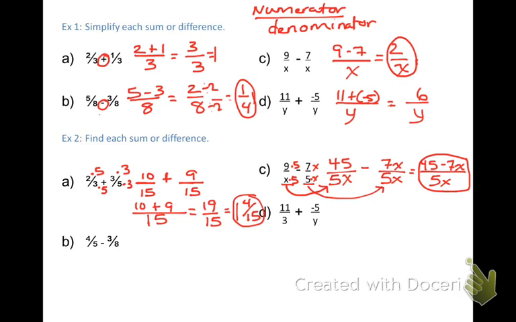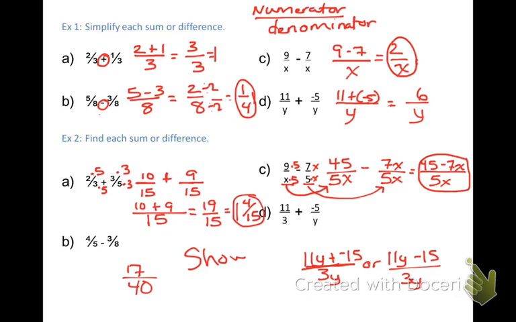So I'd like you to do B and D on your own. Put me on pause, and after you finish, push play, and I will have an answer for you. So here are your answers: 17 over 40 for B, and for D it's 11y plus negative 15 over 3y, or you could just do 11y minus 15 over 3y. Now, again, you need to show your work, not just keep playing and going, oh, well, Miss Carson gave me the answer. So no, please show your work.